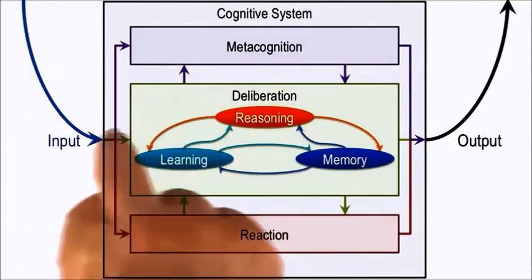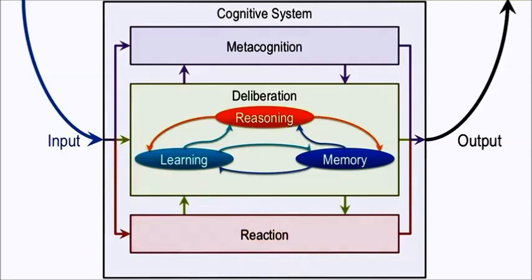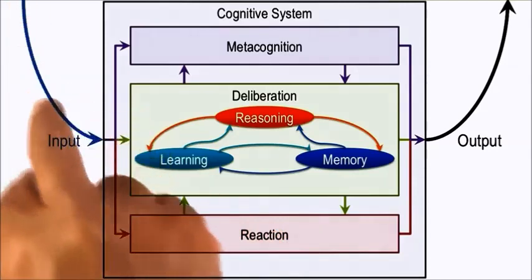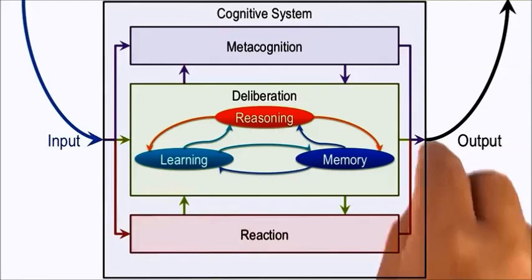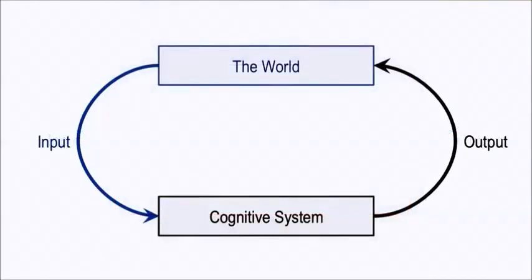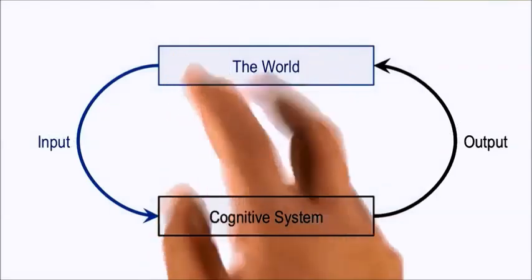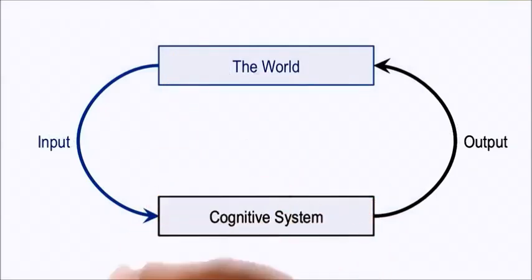Of course, this input is coming constantly. Even now, as you and I are communicating, both you and I are receiving input. And we're giving output as well. In fact, the cognitive system is constantly situated in the world. It is never separate from the world. There is no way to separate it. There is input coming constantly. There is output going out constantly.